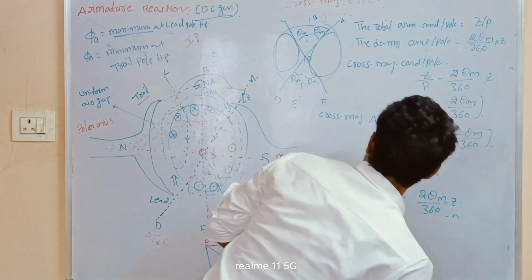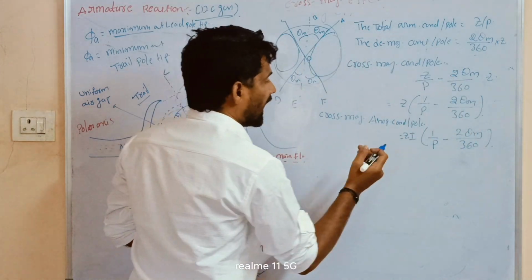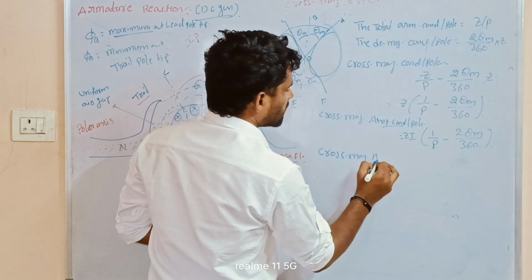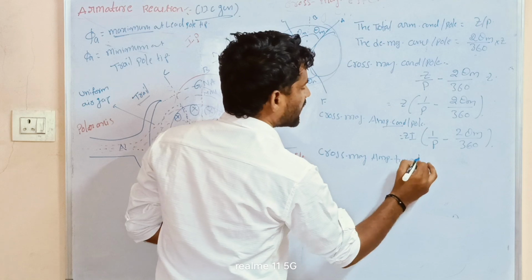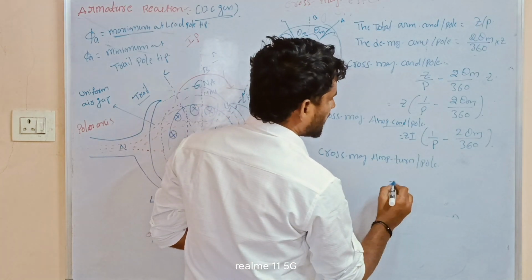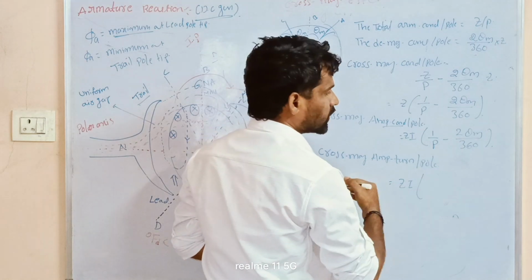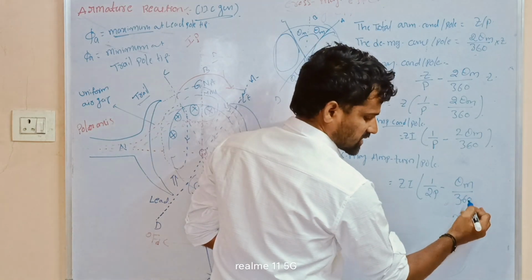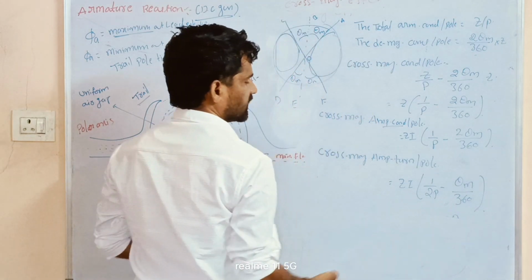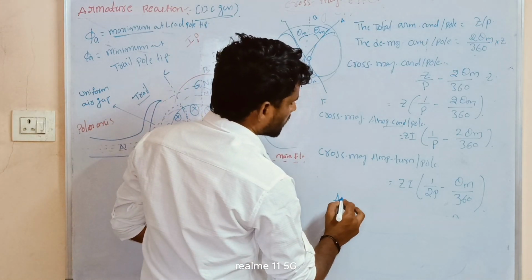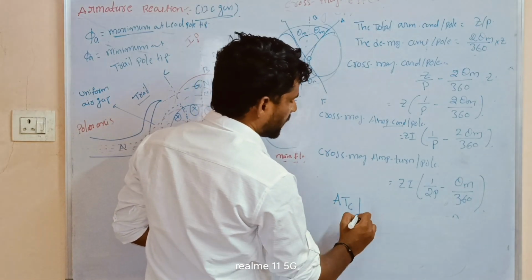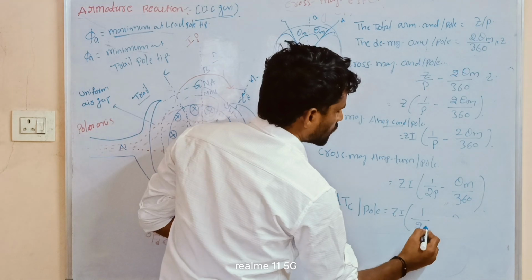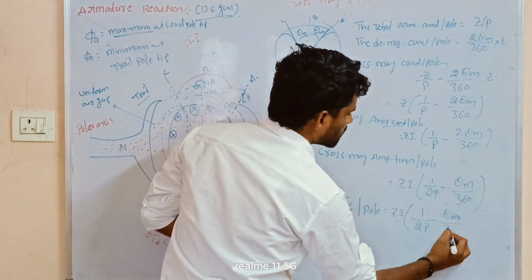Those are the ampere conductors, but we need the cross magnetization ampere turns. Cross magnetization ampere turn per pole we can take as Z I by 2 times 1 by 2P minus theta m by 360. So the ampere turn of cross magnetization per pole is equal to Z I into 1 by 2P minus theta m by 360.